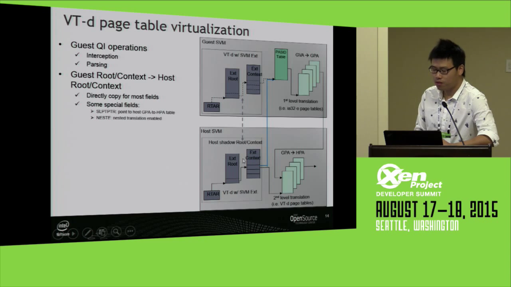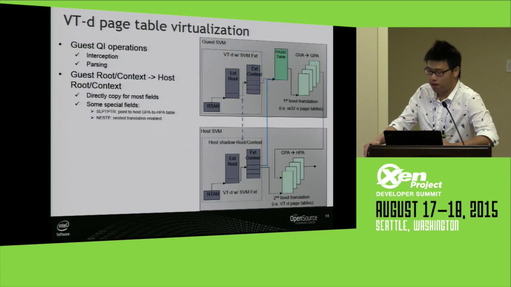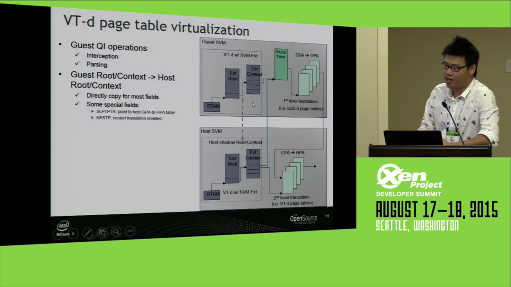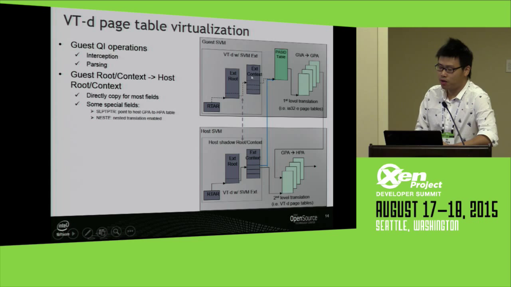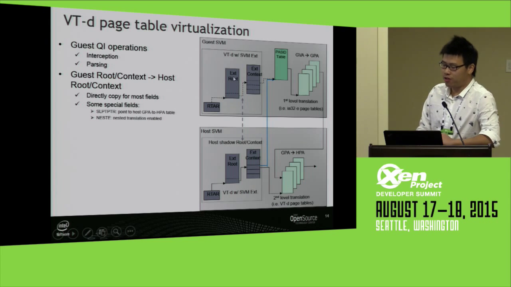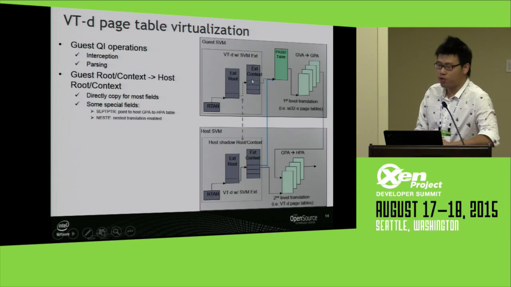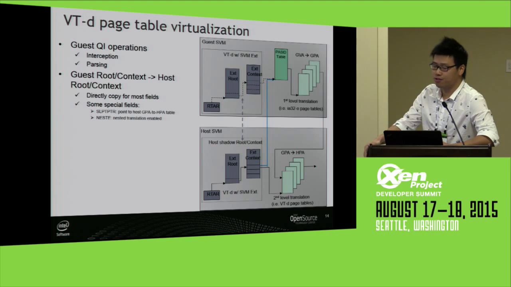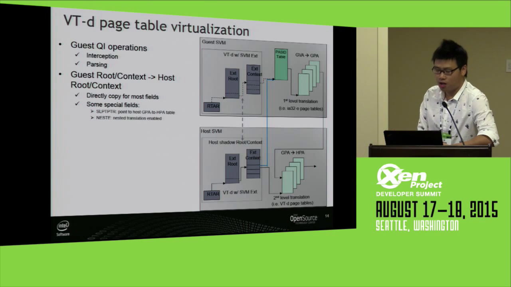Okay, and this is how we shadow. Which items in the guest's extended root table and extended context table need to be shadowed? For most of the fields in the root entry and the context entry, we just directly copy them from the guest and put them in the shadow table, because they just work for us.